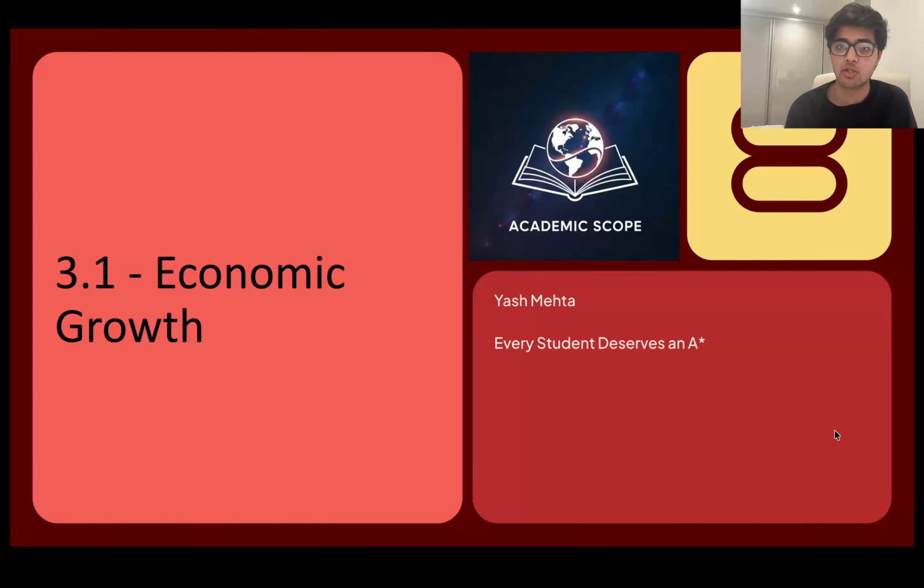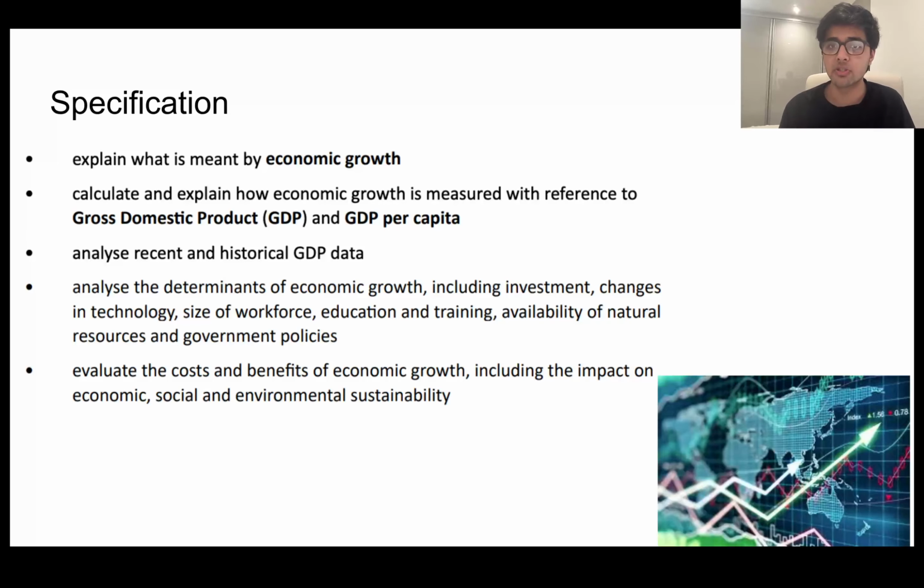Today we're covering chapter 3.1 Economic Growth in Macroeconomics. So let's get started. This topic is the first topic in Macroeconomics paper 2 and often comes up. This is what the specification requires you to know.